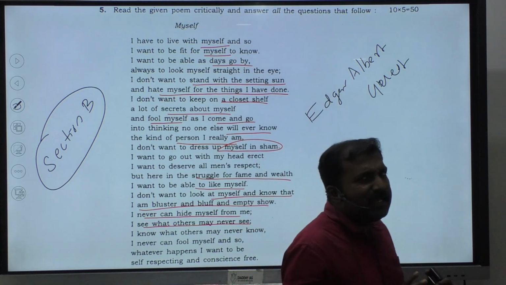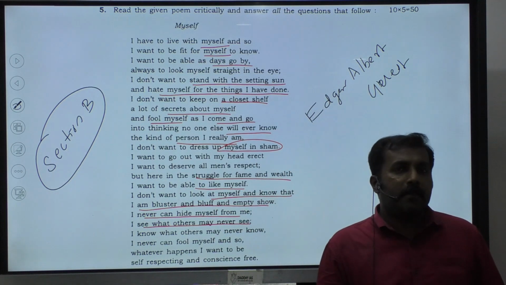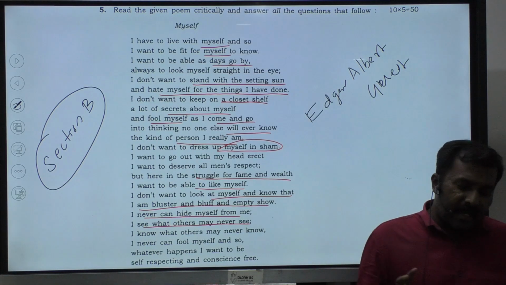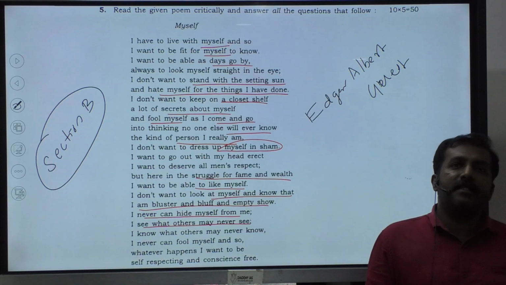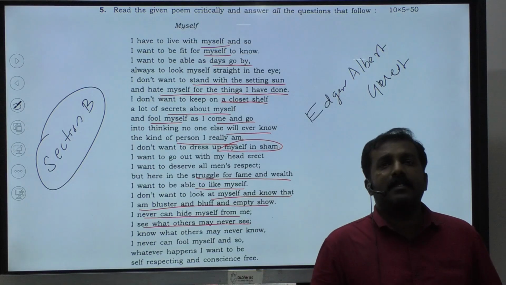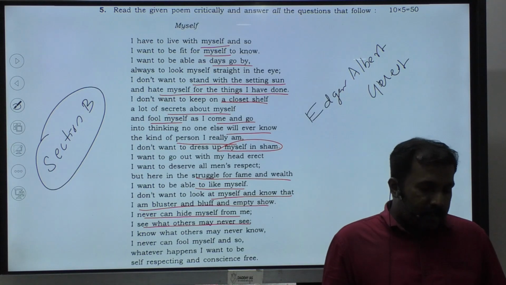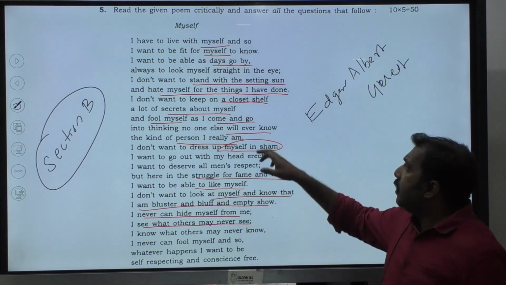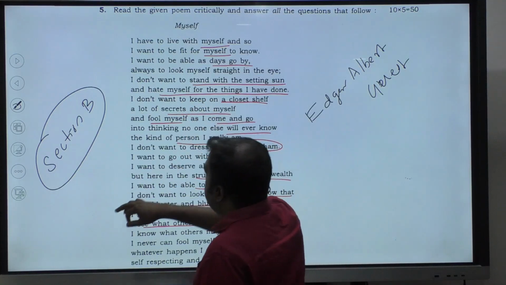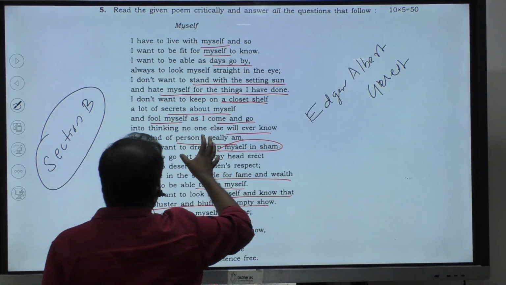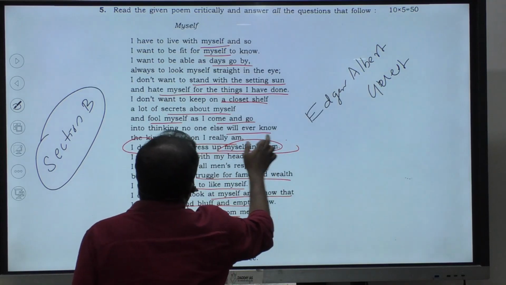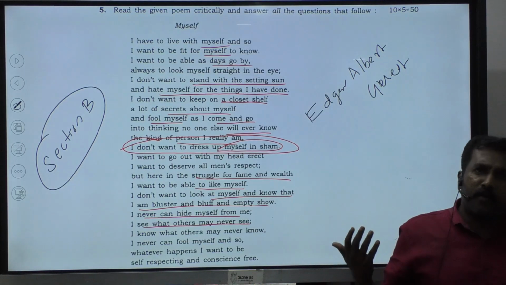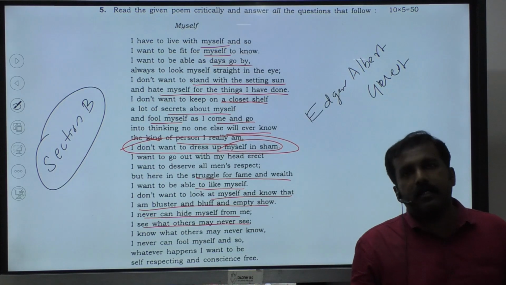Actually, it's a very, very easy unseen poem compared with the previous years. And we have a lot of beautiful lines in this poem, and we can take these lines to elaborate beautiful answers. For example, I don't want to dress myself up in sham. A lot of beautiful lines are here, so we can take those lines to elaborate on the poem, and we can take a lot of phrases from it.